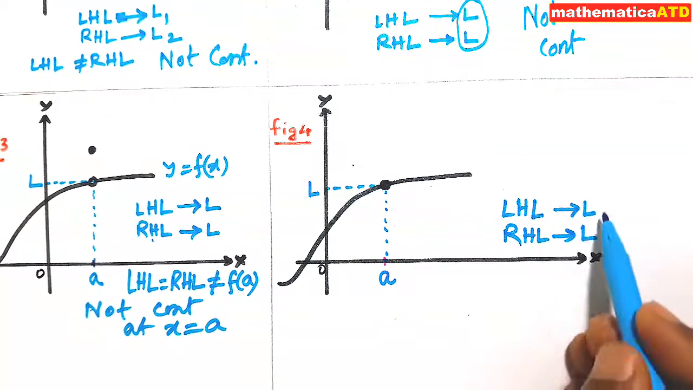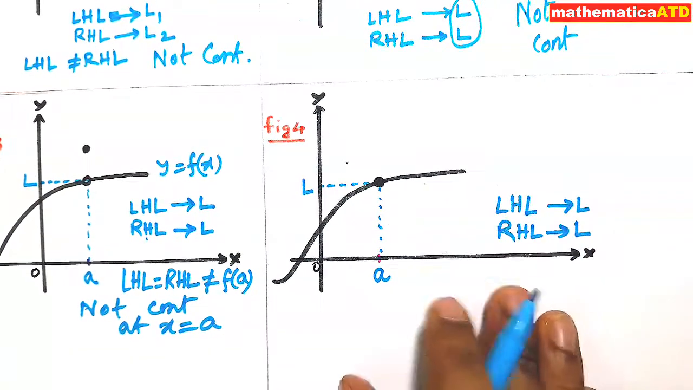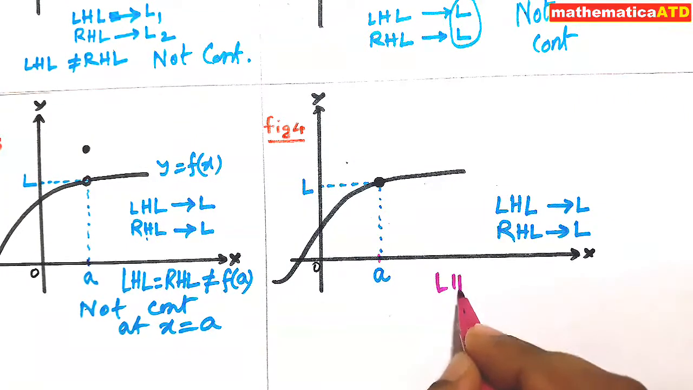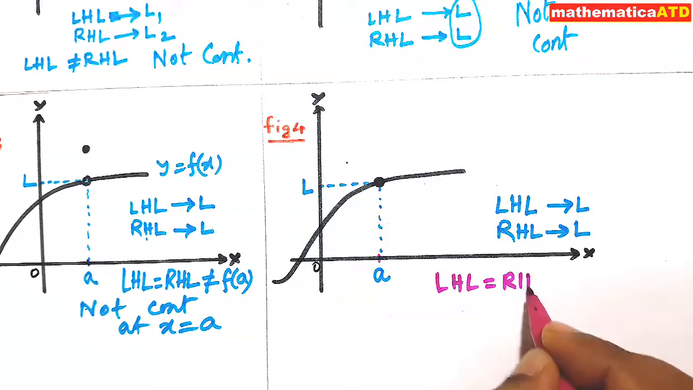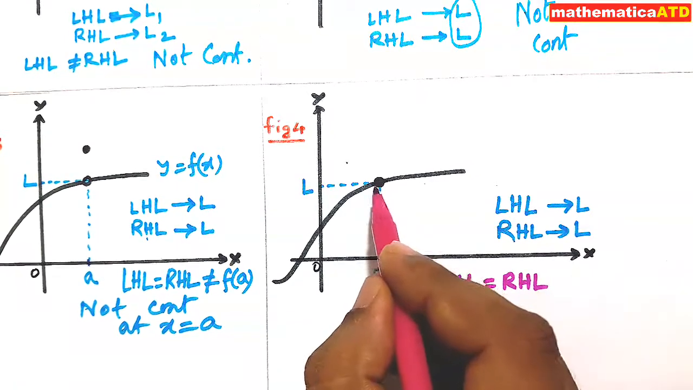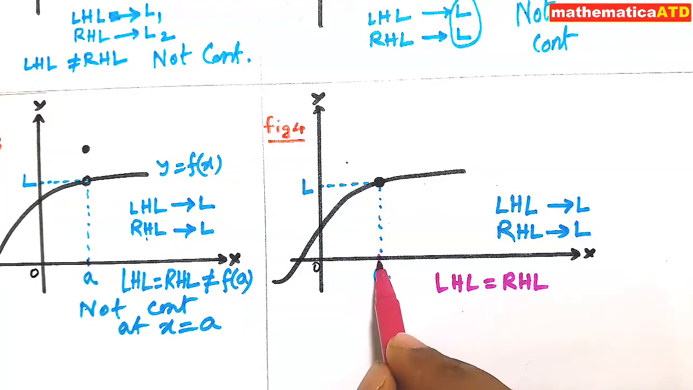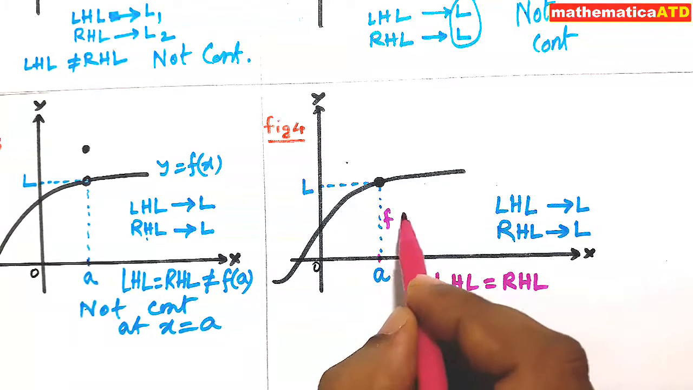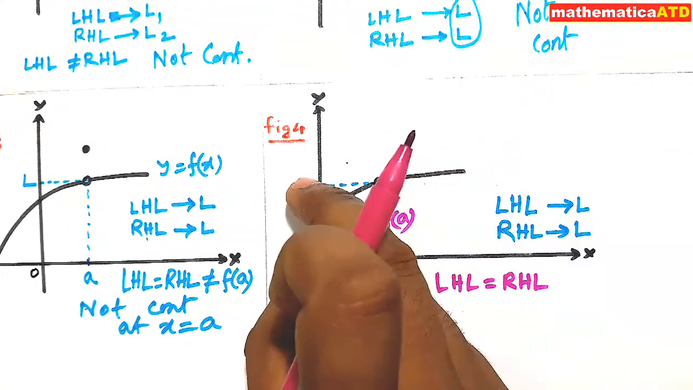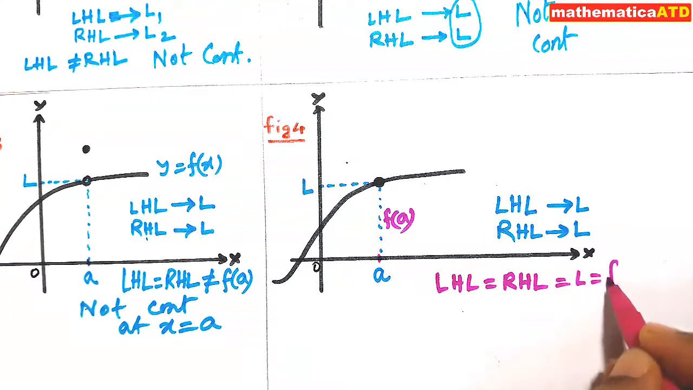Since LHL and RHL both are equal, the limit exists. So friends, we write this one. This is an important step: LHL is equal to RHL, both are equal to L. And another thing is, you see that this is a dark circle. That means the function f(x) is defined at the point x is equal to a, and this is f(a). So LHL is equal to RHL and f(a) is equal to L. These two heights are also equal.